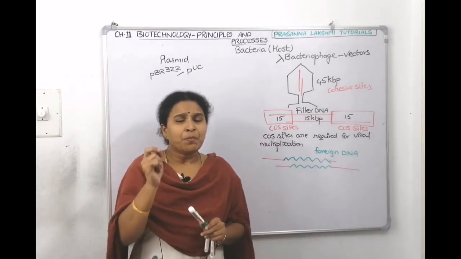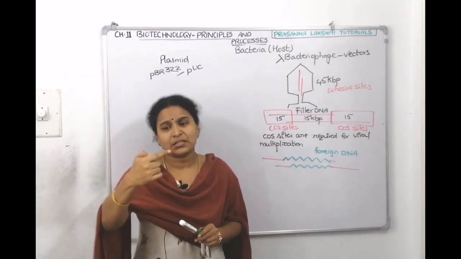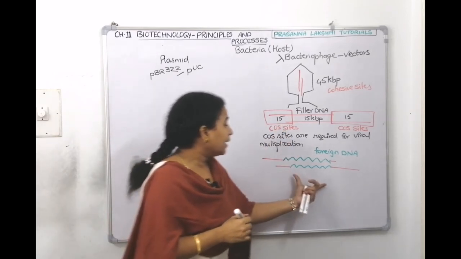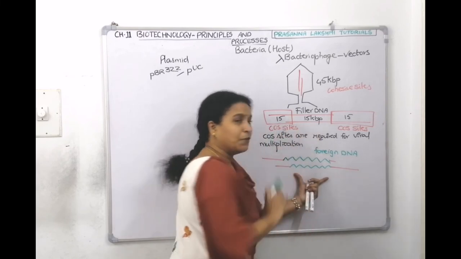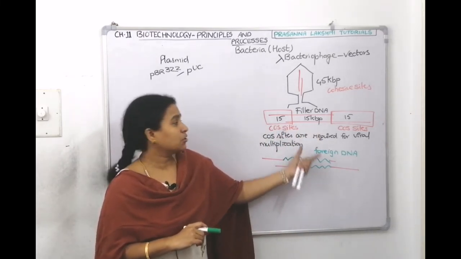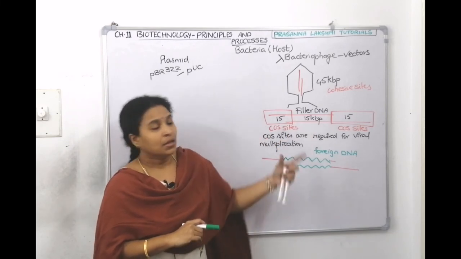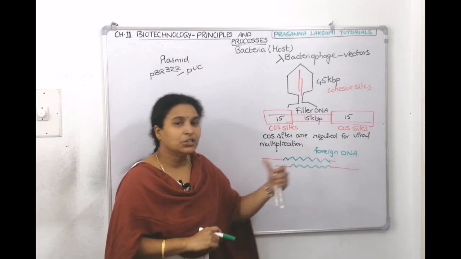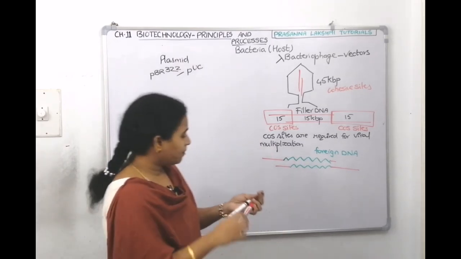Plasmid can take 0.5 to 1 kilobase pair of insert. It's very small, it can take only that because it is small. Whereas virus can take at a stretch 15 kilobase pairs. You can just remove the filler DNA. In that place, keep the foreign DNA. Then both the ends will join. Then send it into the virus.